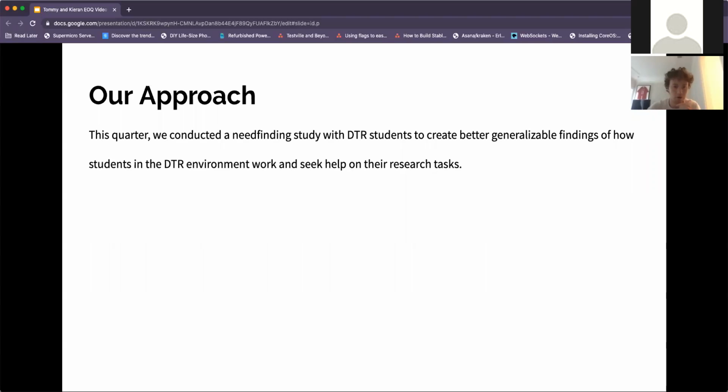Yeah, so our approach this quarter was to conduct a need finding study with DTR students so we could get better generalized findings and patterns about how they seek help and how they work.